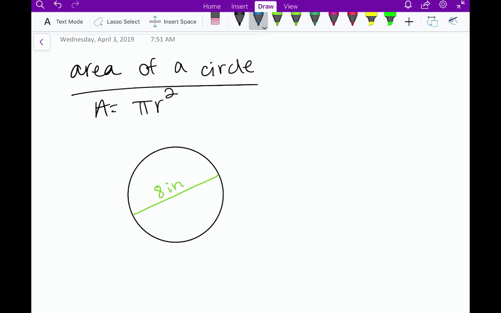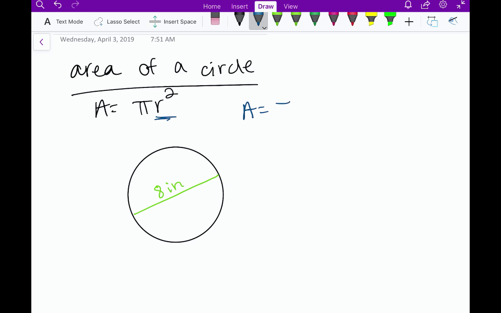So I have a circle here whose diameter is 8. So in order to find the area, I need to use the radius. Notice that the radius is being squared, not doubled. So you cannot use the diameter in the area formula. You have to divide it by 2 to get the radius.